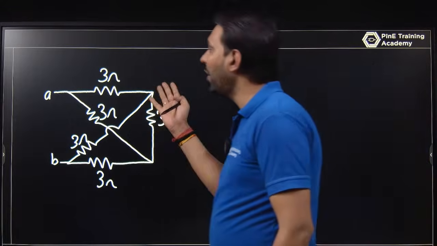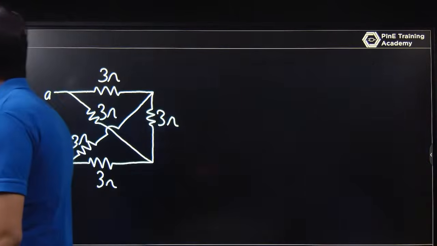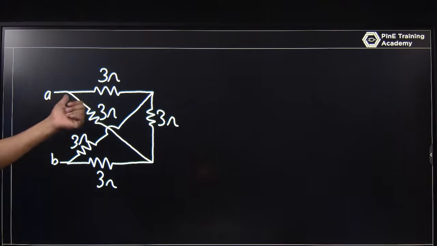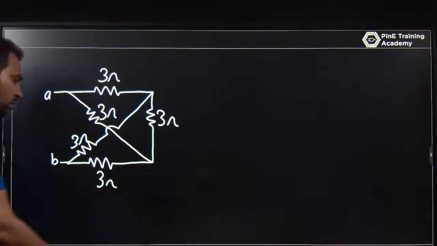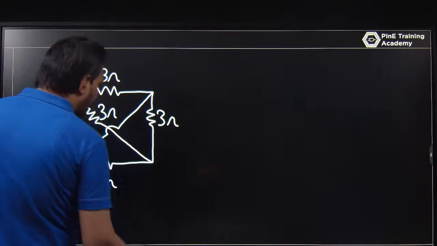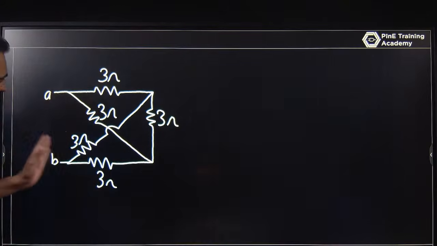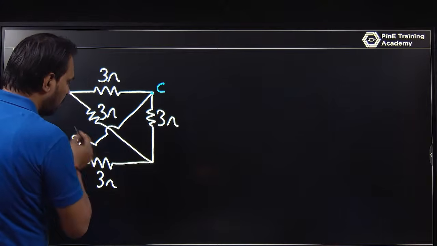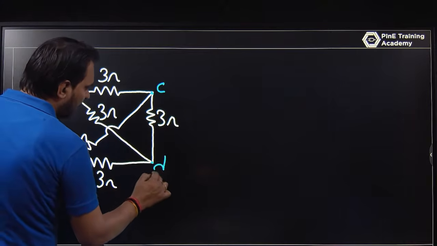So we have one question where we go from A to B. We are trying to determine the R equivalent across AB. We have the values of 3 ohm, 3 ohm, 3 ohm, 3 ohm. So I am putting it this way: this is A, this is B, let's say this is C, and of course this is not shorted with anyone, so this will be D.